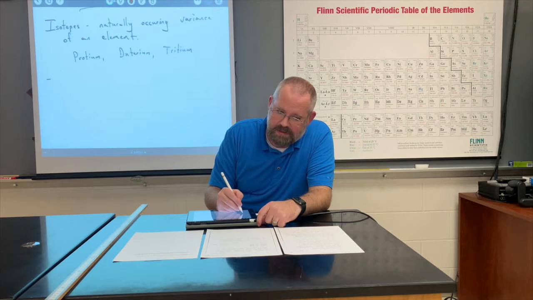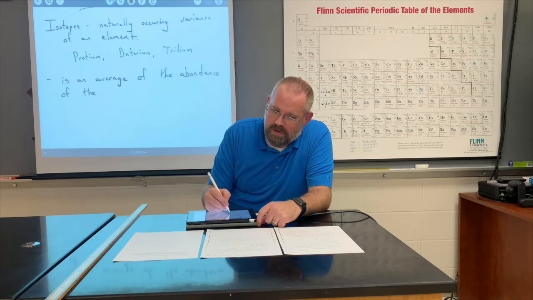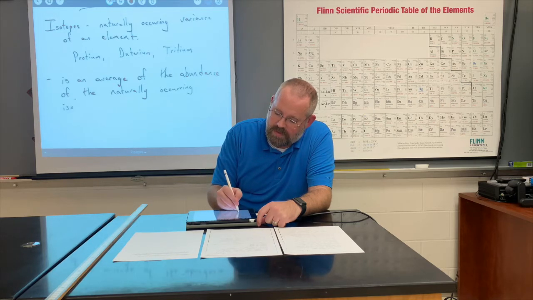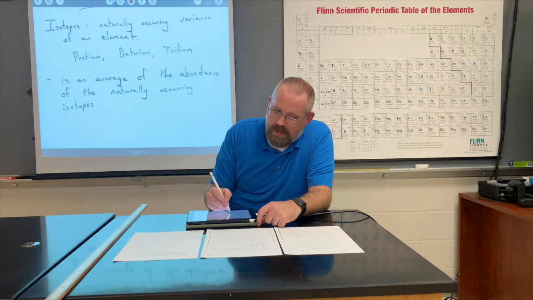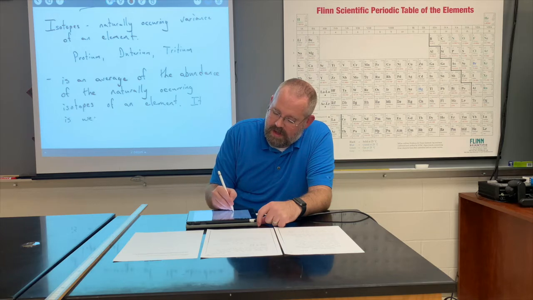Okay, so the average atomic mass is an average of the abundance of the naturally occurring isotopes. So that abundance being the percentage. Okay? So it's a weighted average.